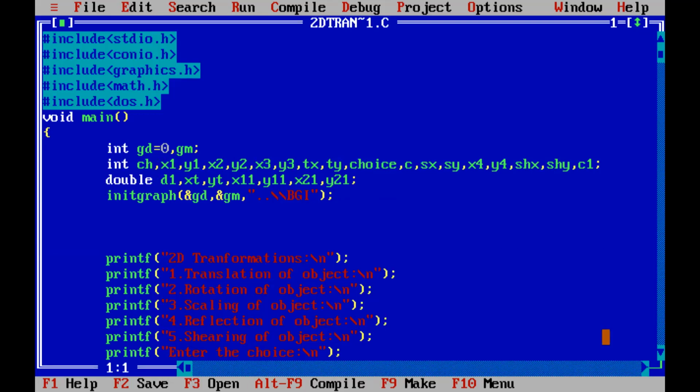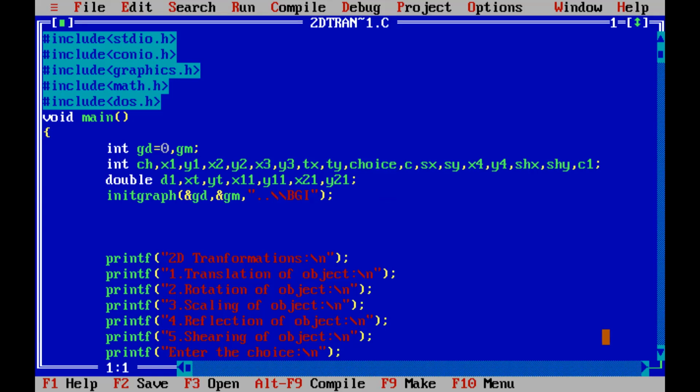So let us see the code for 2D transformations. As usual, first of all, let us revise what the 2D transformations are. In 2D transformations, we have seen translation, rotation, scaling and reflection. These four transformations we have learned for two-dimensional objects. So first is the translation.